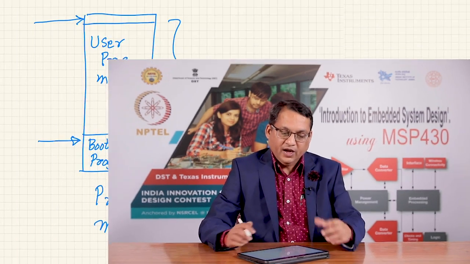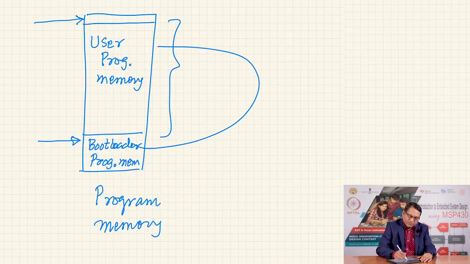The microcontroller bootloader program would receive it and would actually write into the user program memory. After the program transfer is complete, it would transfer the control to the first memory location of the user program memory, and user program execution would begin. This method is called in-application programming, using the bootloader method.